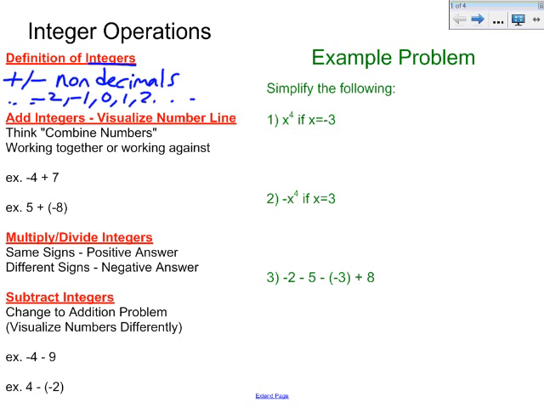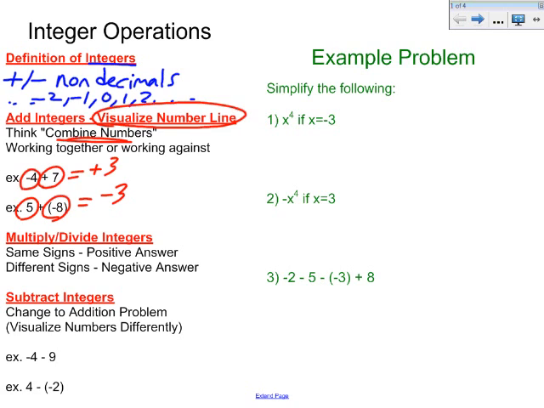Now, when you're adding integers, I always want you to visualize a number line. So think of your head as like a 0 and then positives to the right, negatives to the left. You want to combine the numbers together. So if you have a -4 and a +7, when you put those together, you're going to end up at +3 because the 7 is bigger than the -4. The next case, we have a +5 and a -8. When you put those together, you get -3 because, again, the -8 is bigger than the +5.